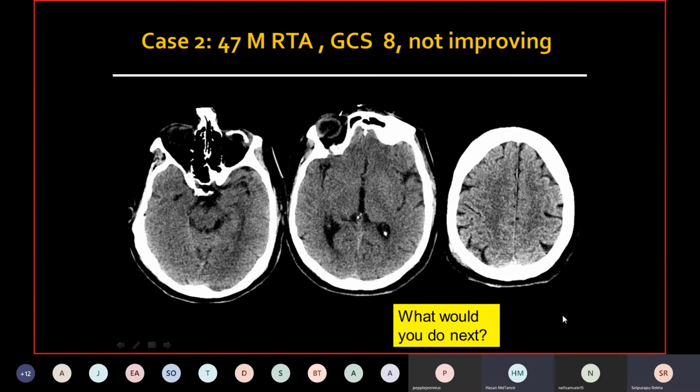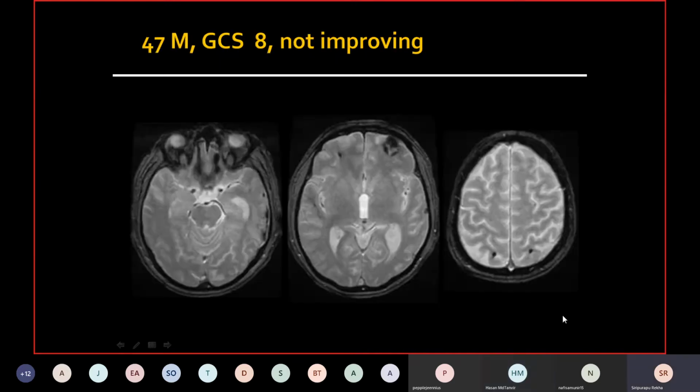So we have got a couple of answers. Almost everyone wants to do an MRI with SWI or gradient echo sequence. Perfect. Thank you. That's what I was looking for. This is the same patient here. This is the gradient echo, and just to show you, you see a lot more.